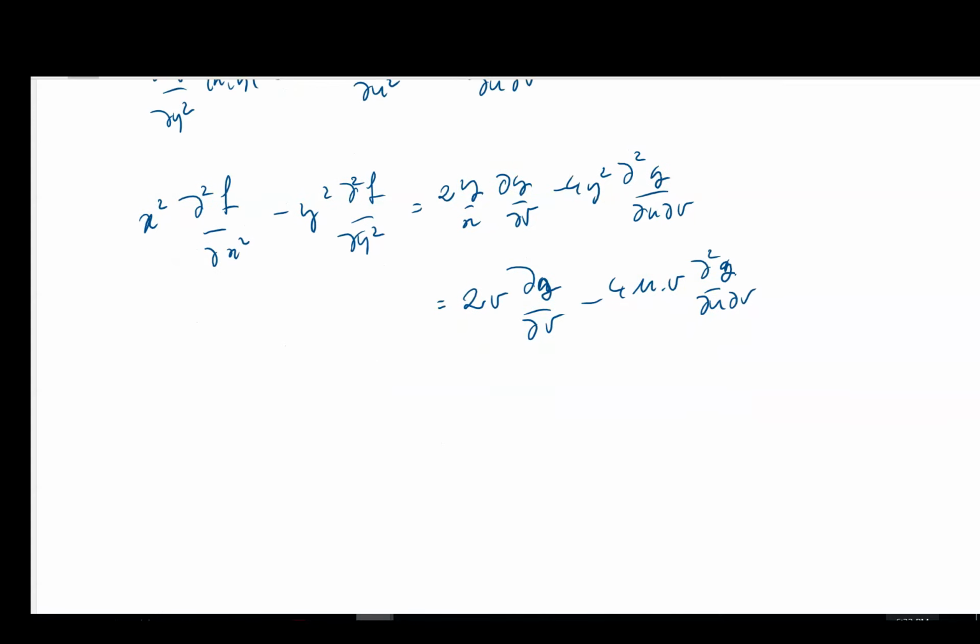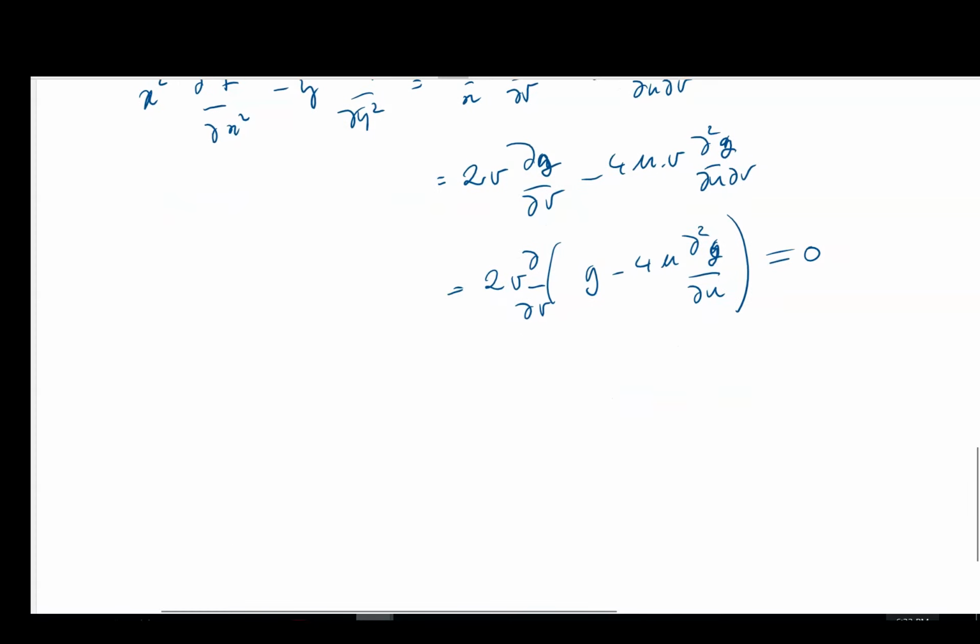Because I can rewrite this as 2 times v times the derivative according to v of g minus 4 times u d2g over du dv. Okay, and that should be equal to 0. So it's really something very similar to what we had to solve earlier. So it's 2v times the derivative of something is equal to 0 for all values of v. That means that this something must be only a function of u. So we get that g of uv minus 4u times d2g over du dv is something that depends only on u, for an arbitrary function. Okay, k is an arbitrary function, right?